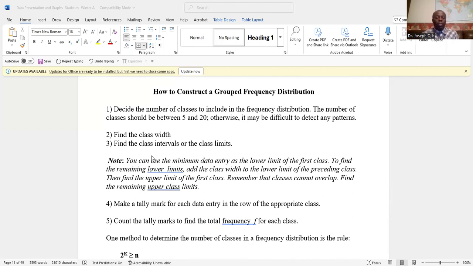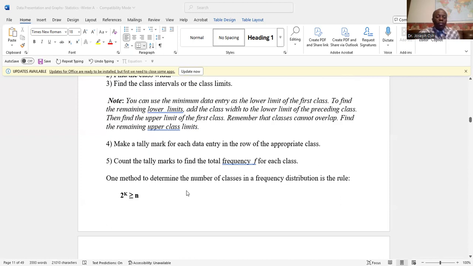Then the next thing to do, once you decide how many classes you have, is to find the class width. When you find the class width, then you can find the class interval, or the class limit. Then you do the counting using tally marks. After that, you remove the tally marks once you get your frequencies. Then if there's any other question that they ask you to find, you can now do the question.